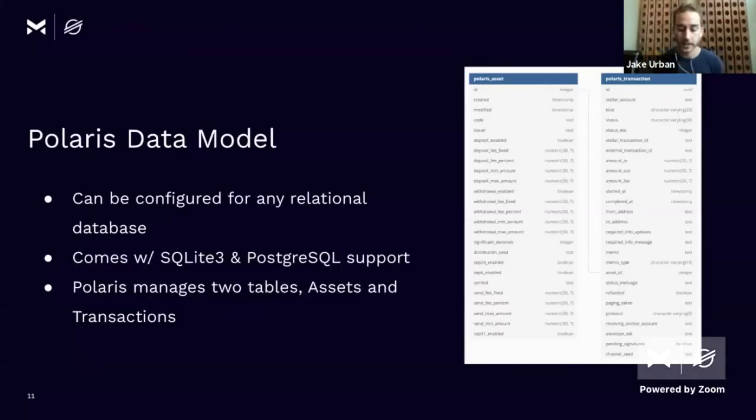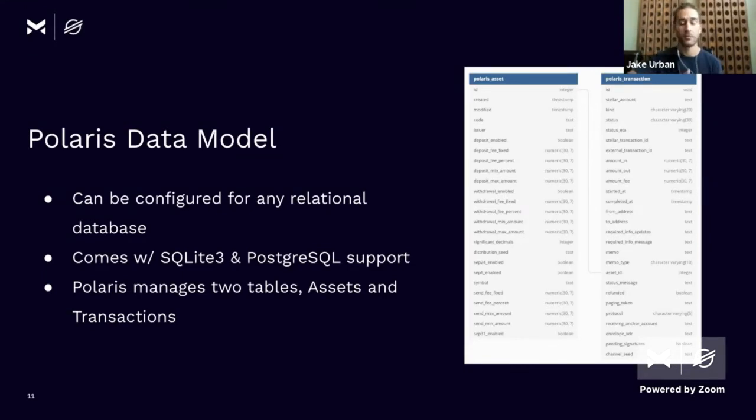Okay, so now we're going to get into more of the technical bits of Polaris. This is Polaris' data model. Don't try to read that picture, but it's really just to show that there are two tables, assets and transactions. That's really it for Polaris' data model. It's fairly simple.